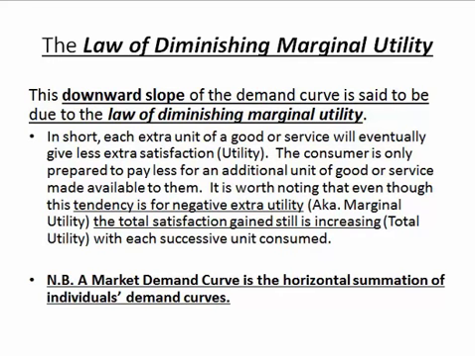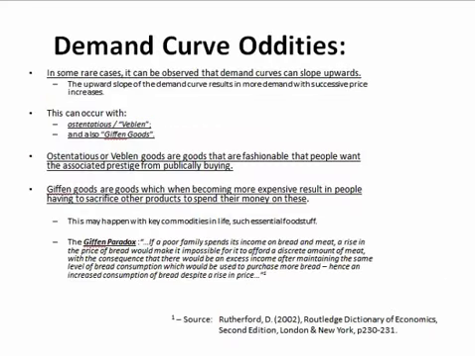In some cases, it can be observed that demand curves slope upwards. In these cases, the upward slope of the demand curve results in more demand with successive price increases. This can occur with both ostentatious, or Veblen, and also Giffen goods. Ostentatious or Veblen goods are goods that are fashionable, that people want the associated prestige from publicly buying. Giffen goods are goods which, when becoming more expensive, result in people having to sacrifice other products to spend their money on these. This may happen with key commodities in life, such as essential foodstuffs. The Giffen paradox is said to occur here.